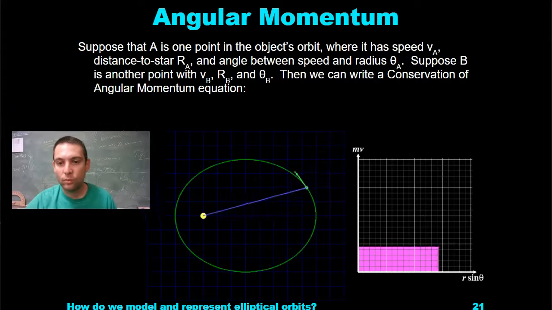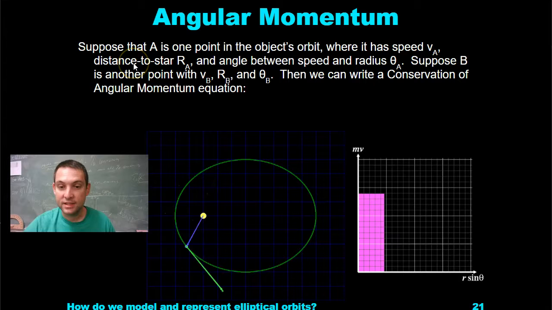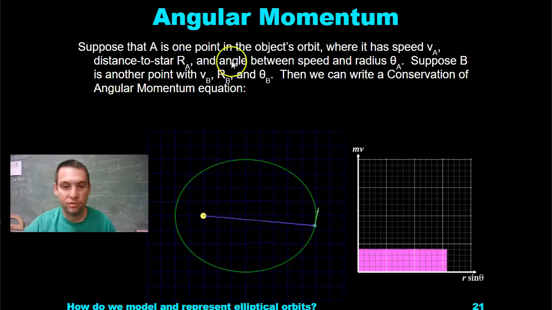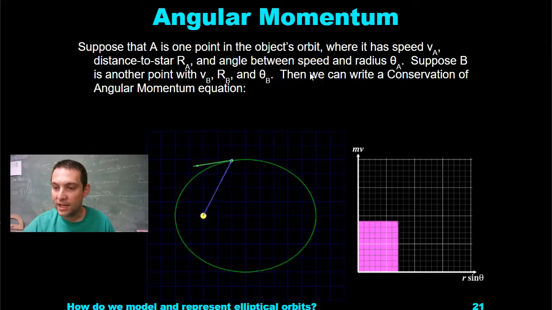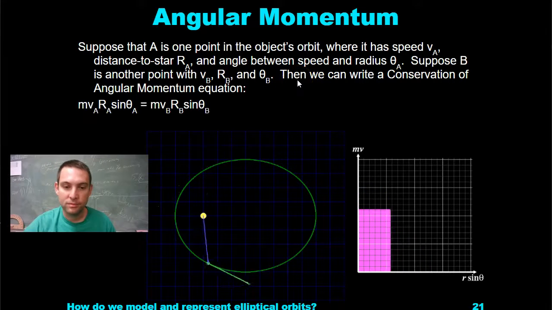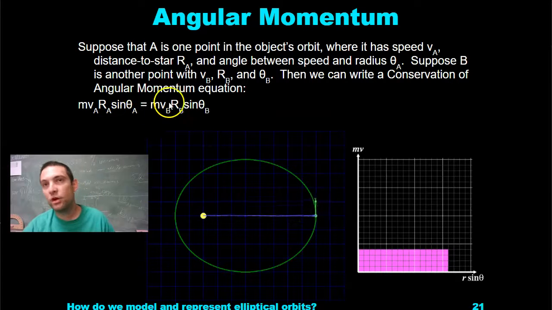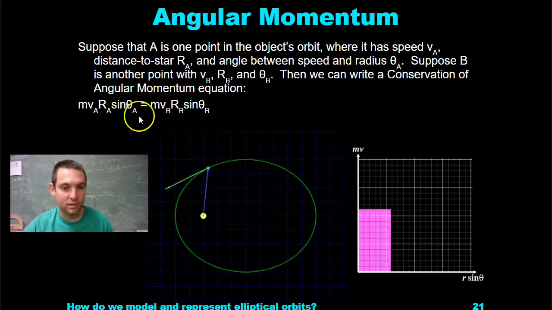Suppose that A is one point in the object's orbit where it has speed v sub a and distance to star r sub a, and the angle between the speed and radius is theta a. Suppose B is another point with v sub b, r sub b, and theta b. We can write a conservation of angular momentum equation. All of our momentum in the beginning equals all of our momentum in the end. That's conservation of angular momentum.